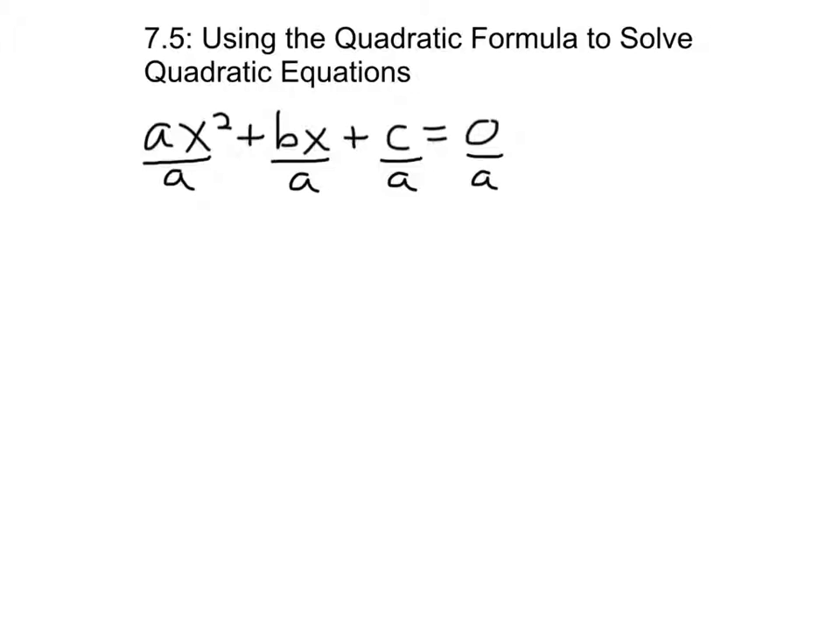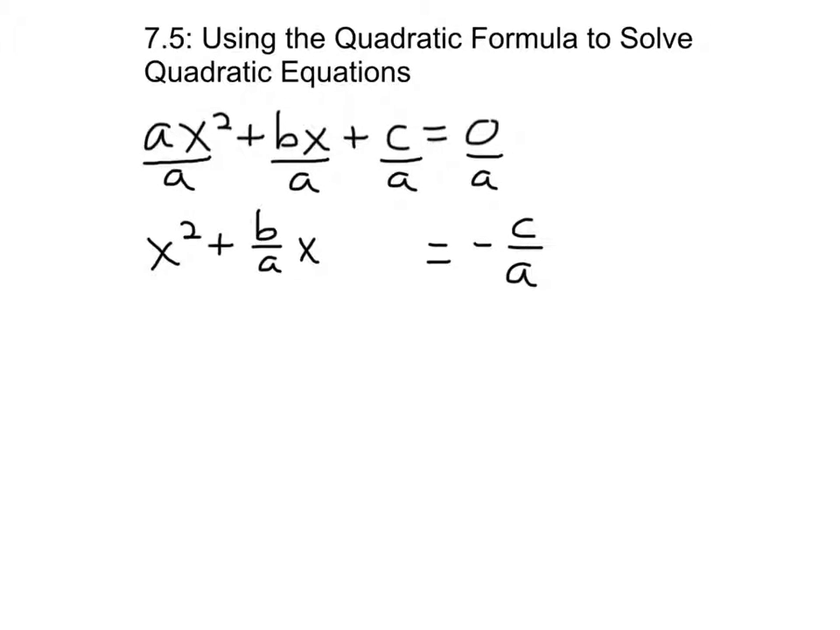And that would give us x squared plus b over a times x. And then I'm going to subtract this c over a from both sides of the equation because that's the constant term, and we need to have that on the right-hand side of the equation. So that would be negative c over a.